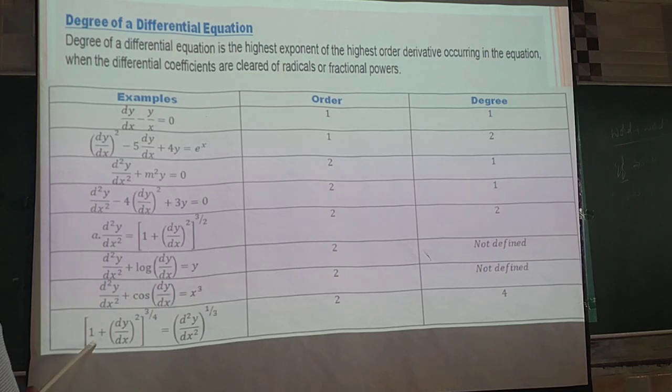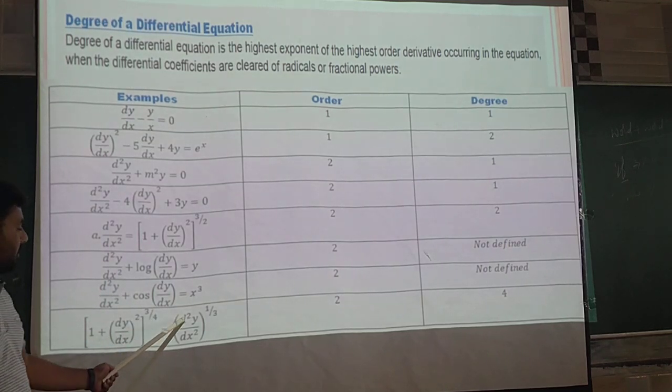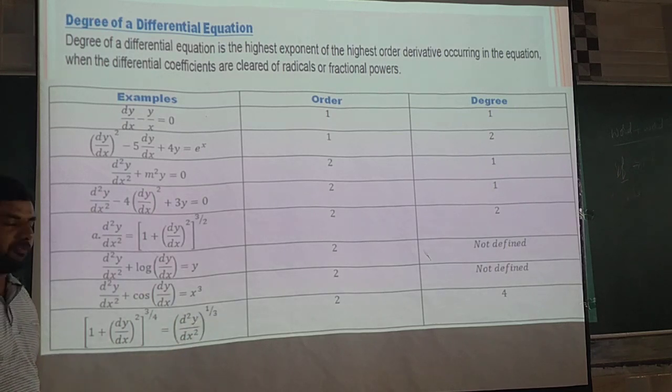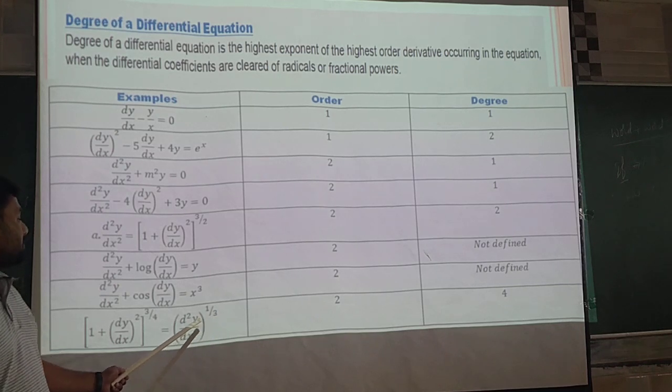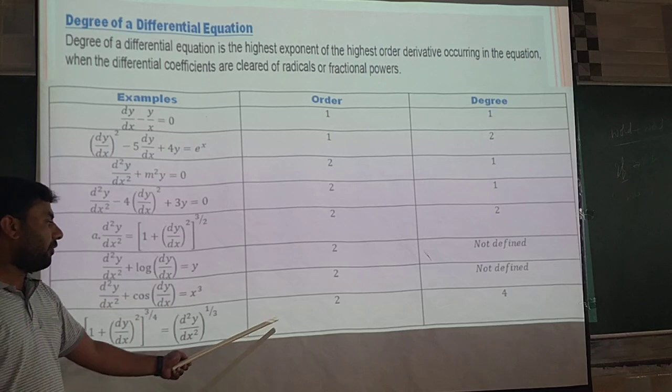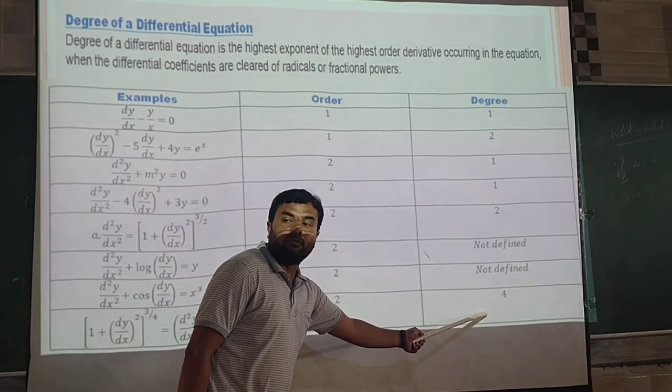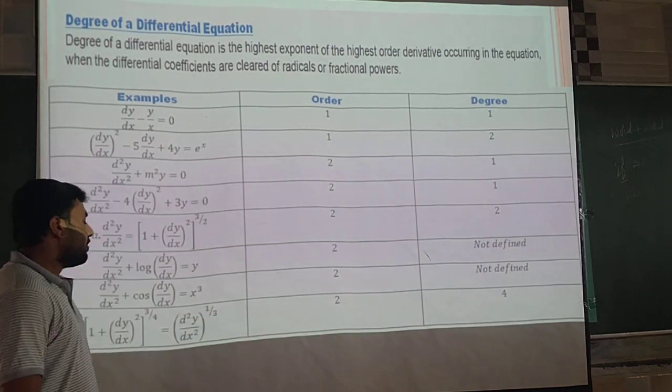Here also, (1 plus (dy by dx) whole square) whole to the power of 3 by 4 is equal to (d square y by dx square) whole to the power of 1 by... So if we simplify it, we will get order is 2, and in the power, 4 remains. The order is 2 and the degree is 4.